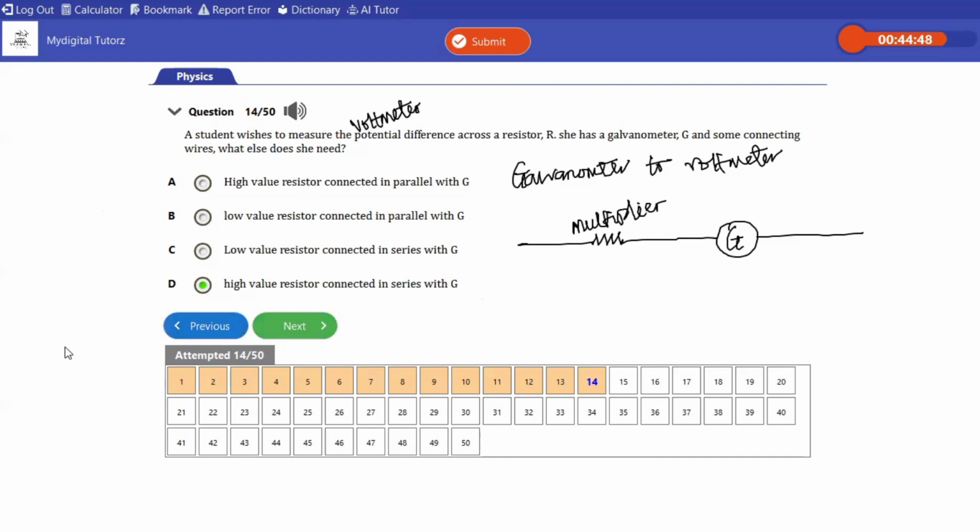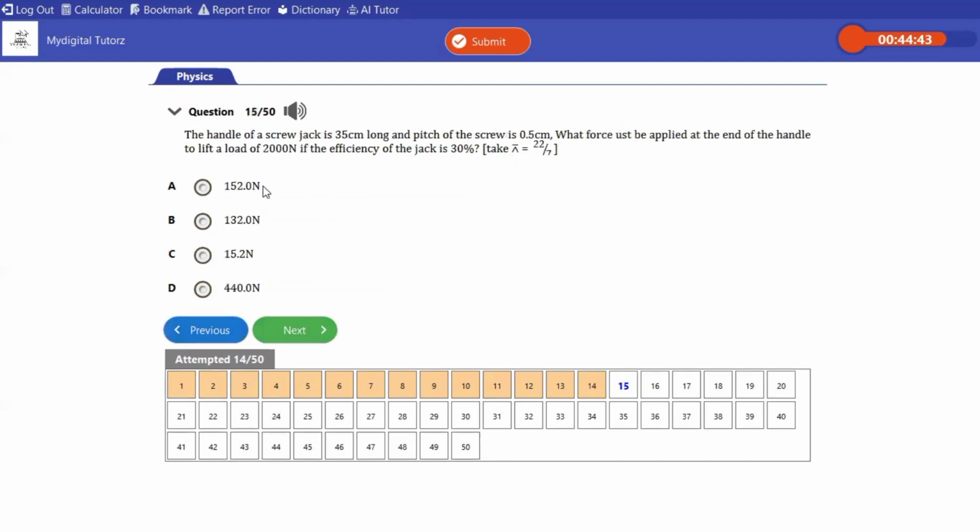So that's about question 14. Question 15 says, the handle of a screw jack is 35 centimeter long and the pitch of the screw is 0.5 centimeter. What force must be applied at the end of the handle to lift a load of 2000 Newton if the efficiency of the jack is 30%? You're asked to take pi as 22 over 7. Now, we have this type of question. They say the handle of a screw jack is this. That is the radius. So your radius R is given to be 35 centimeter.